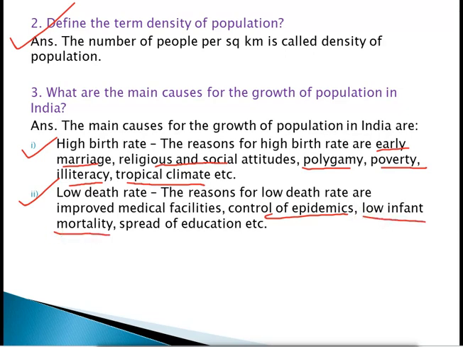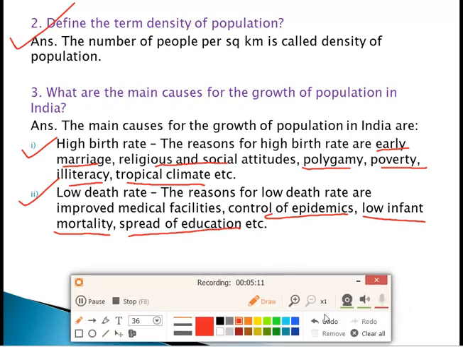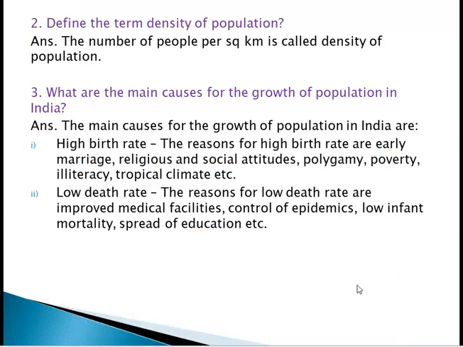The small babies or the infants are not dying as much; the infant mortality, meaning the number of deaths, is also decreasing. Spread of education: now everyone is educated, so they're living in a better standard of life. Their standard of living is increased, employment is increased. Because of that also the death rate is less nowadays.